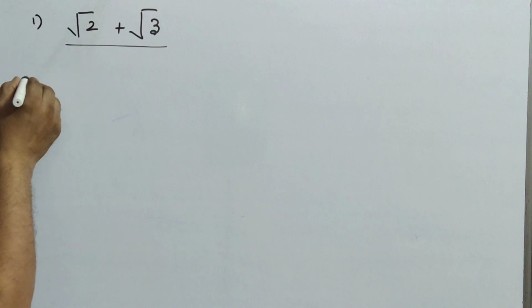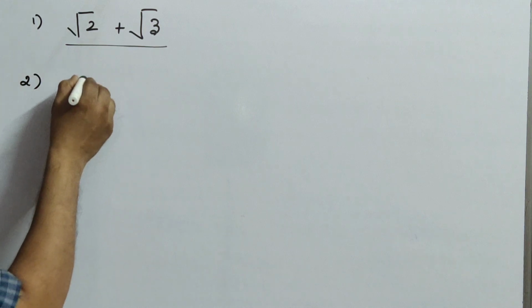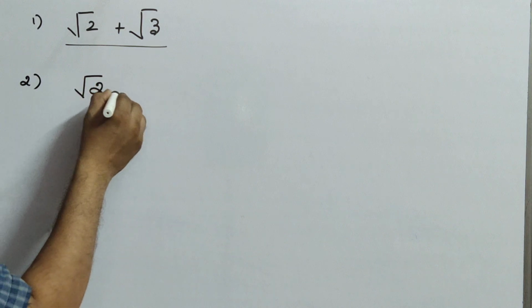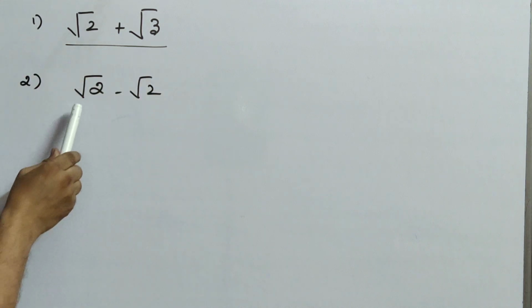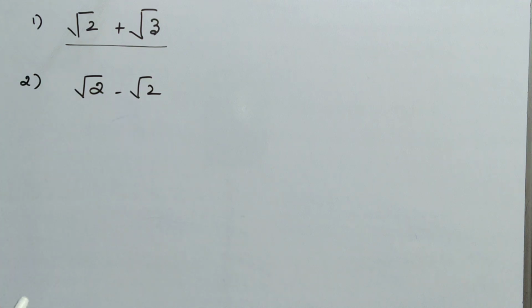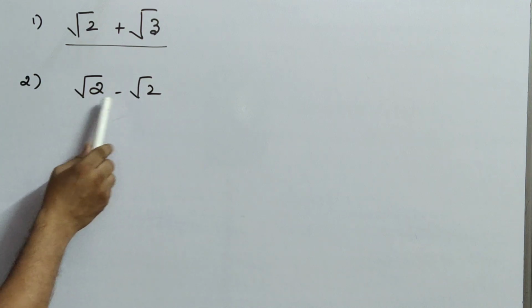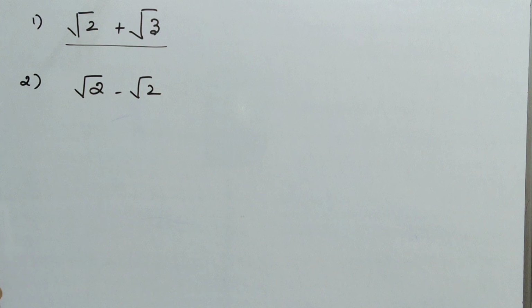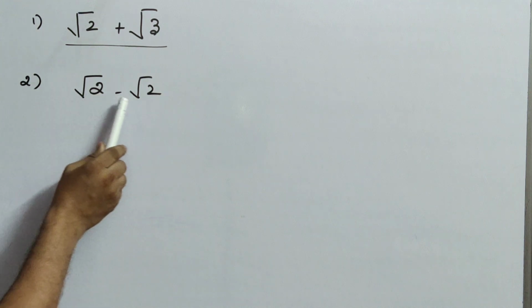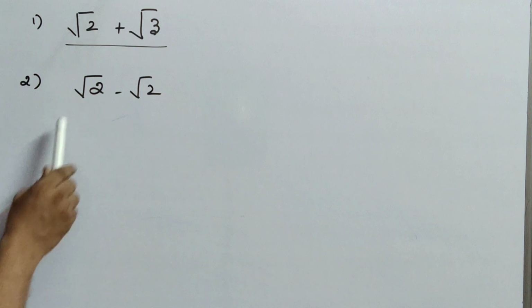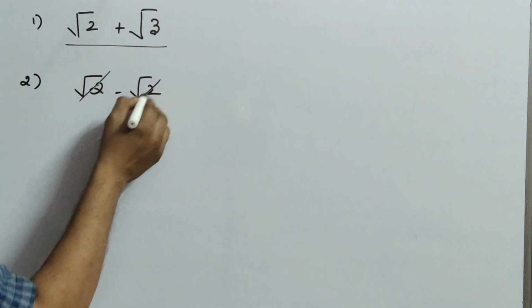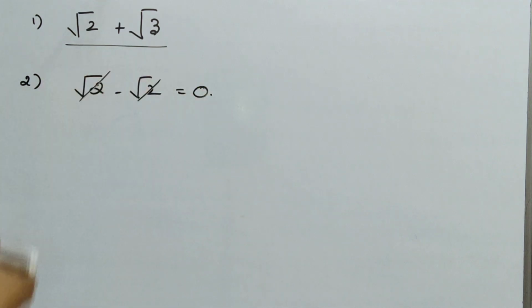Suppose the second question is given like this: root 2 minus root 2. Now you can simplify both. Why? Because both are like terms, root 2 and root 2. Here plus root 2, here minus root 2. And you all know very well that one plus and one minus of the same terms always get cancelled. So the answer is 0.